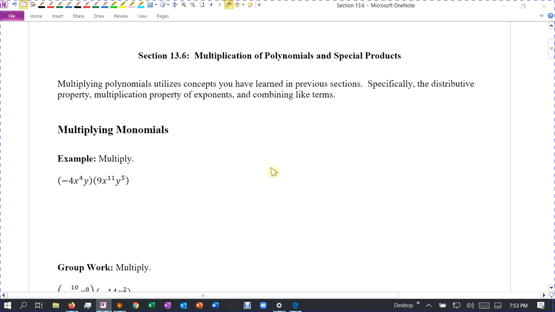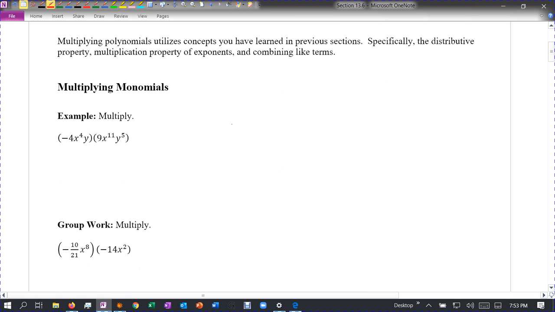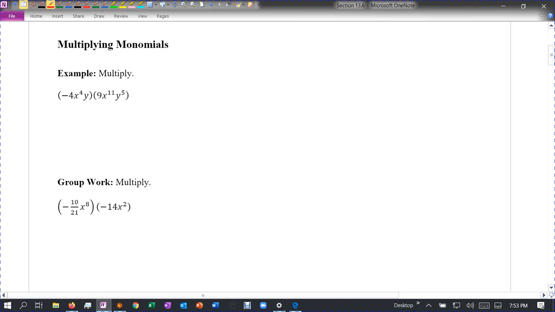Okay, so now we are going to be working on 13.6, which is multiplication of polynomials and special products. So we're going to be using some things that we've already talked about to try and multiply polynomials together instead of adding them. So let's take a look at this first example. We have a monomial times another monomial, and what we want to do is multiply these.